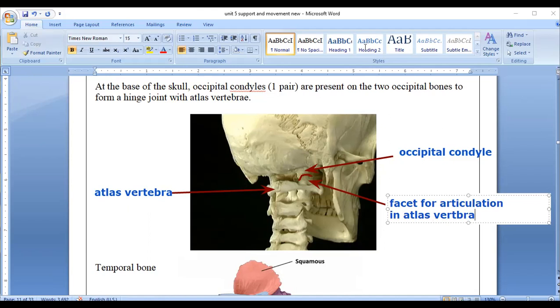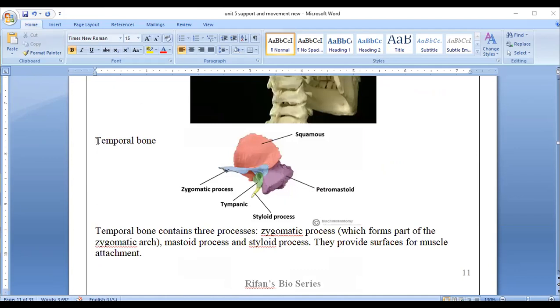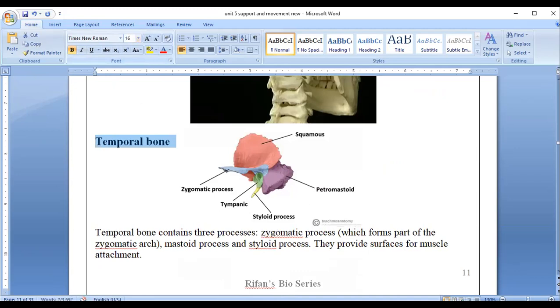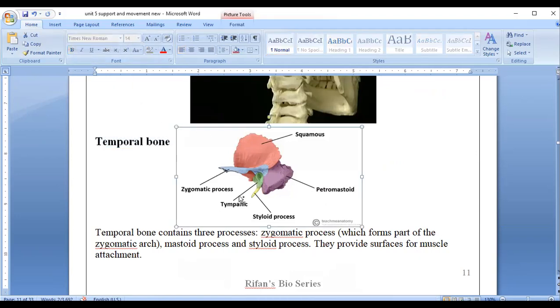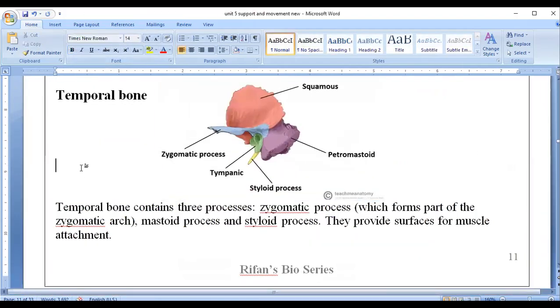Thereafter, we come to the, which bone? Temporal bone. In the temporal bone, there are three processes. One process I already introduced to you. What is the process? Zygomatic process. It is joining the zygomatic bone and creating the zygomatic arc.